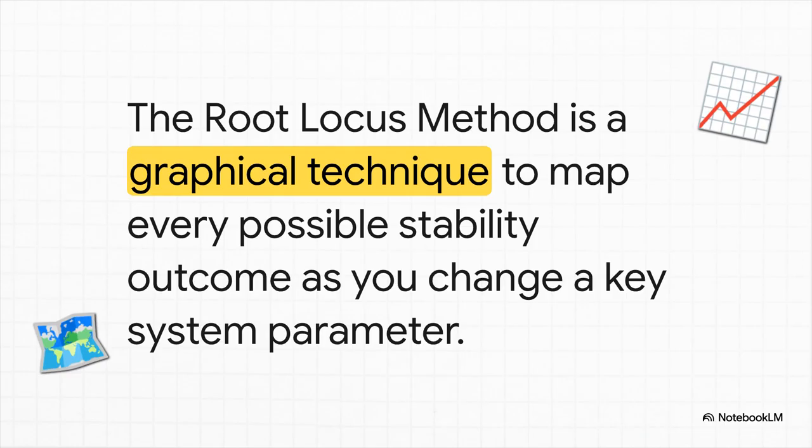This method gives you a literal map of your system's stability. So instead of just trying one setting and crossing your fingers, you get to see the entire landscape, every possible outcome laid out right in front of you. It shows you exactly where the safe zones are, and more importantly, where the dangerous cliffs are, the places where a tiny change can lead to total failure.